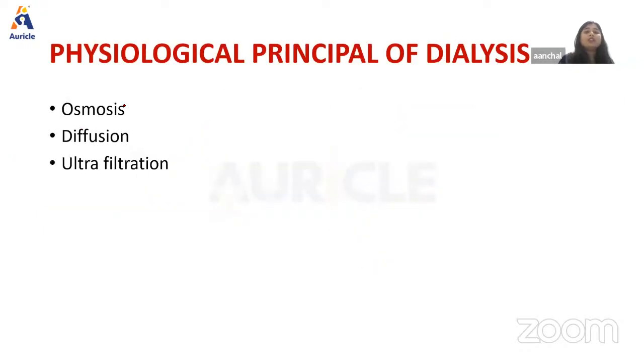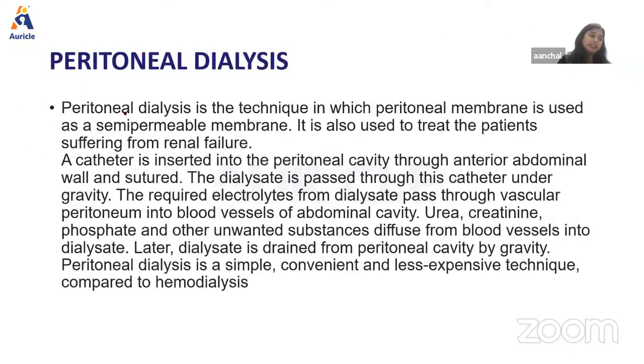So what are the physiological principles? The principles are osmosis that we have discussed, other than that diffusion can be there, and the process of ultrafiltration could also be used. Then we have peritoneal dialysis. So what is peritoneal dialysis? Basically, peritoneal dialysis is the technique in which the peritoneal membrane is used as a semi-permeable membrane, and it is also used to treat patients suffering from renal failure.